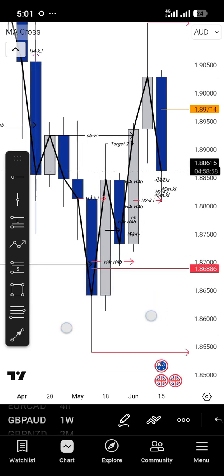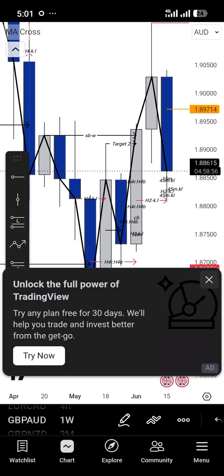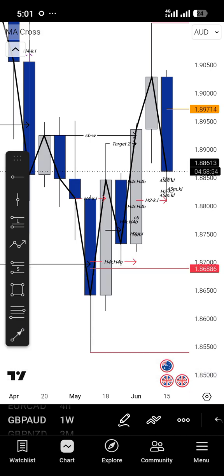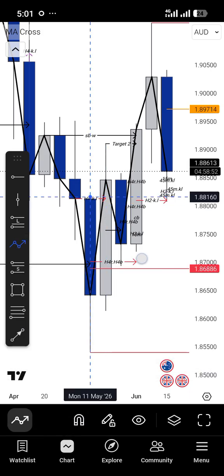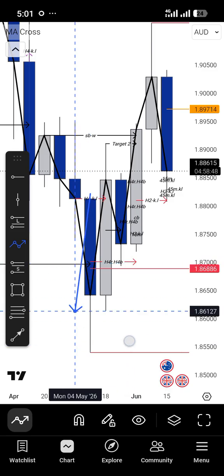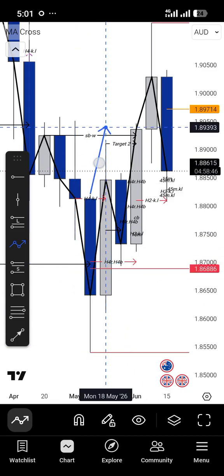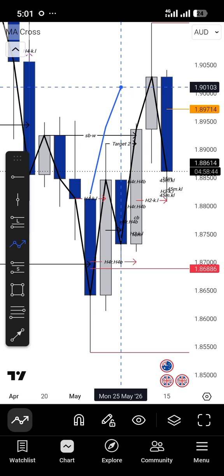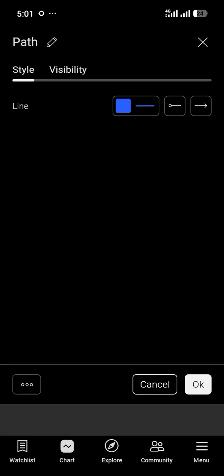Now on the weekly time frame, you see this bearish candle. Sorry for all that. Let me annotate this. See this bearish candle, right? See this candle. This is how I just do it.